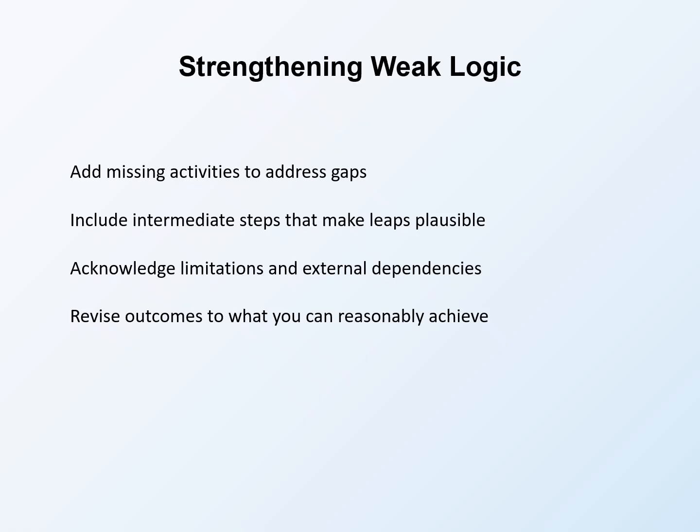Acknowledge limitations and external dependencies. Your program may not control all the factors needed for long-term outcomes. Say so. Identify what else needs to happen. And if necessary, revise outcomes to what you can reasonably achieve. It's better to promise realistic outcomes and deliver them than to promise unrealistic outcomes and fail.